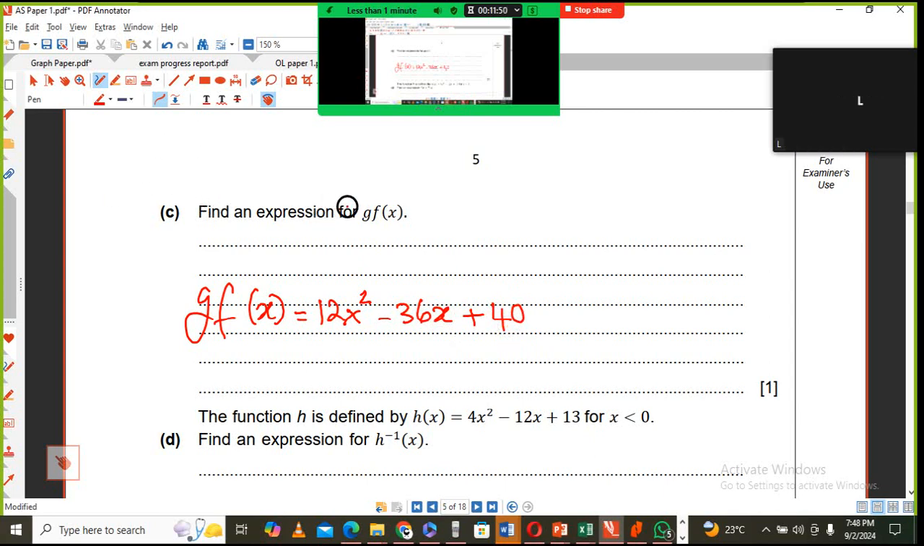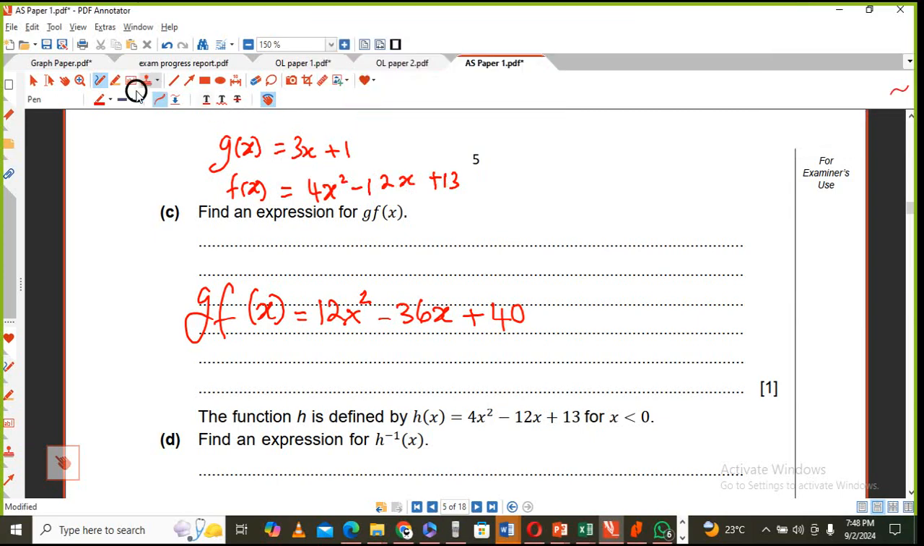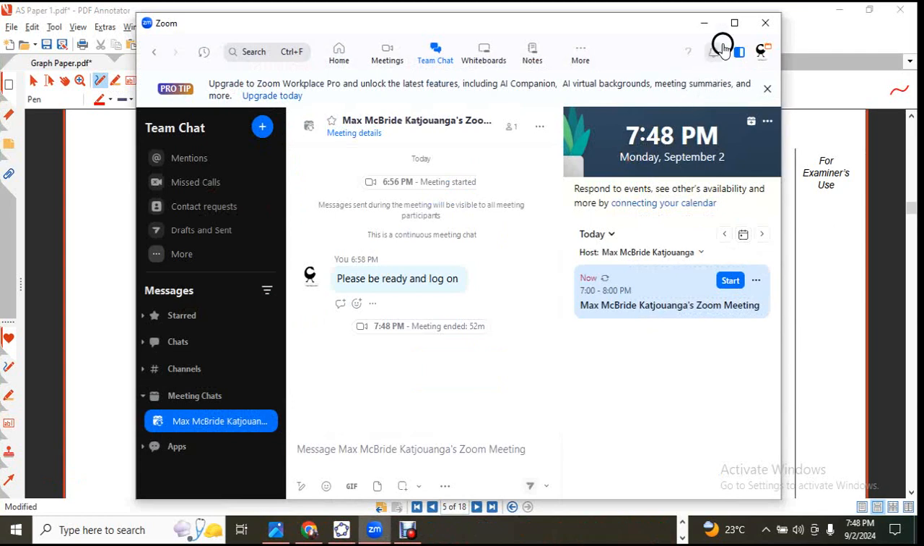So you could have decided how you do it. What was function G? G was a straight line, 3x plus 1. And f of x was that one of the 4x squared, or the one that was written in the other way. You can use either one. Minus 12x plus 13. So you put the whole function.